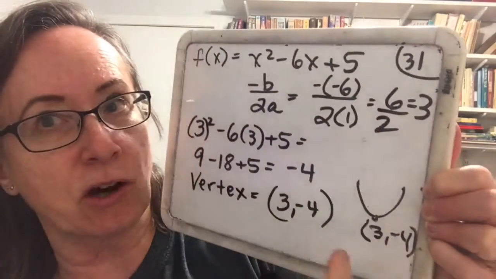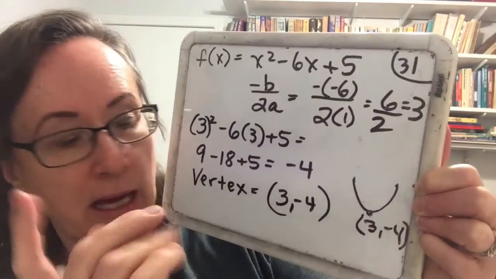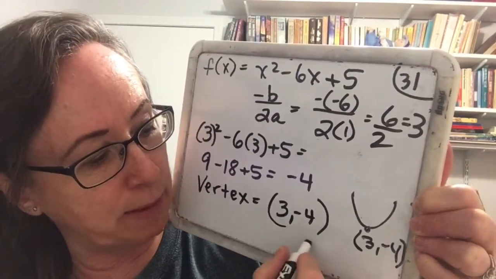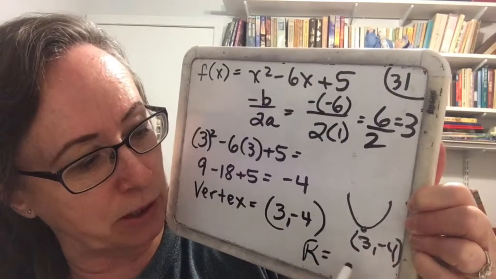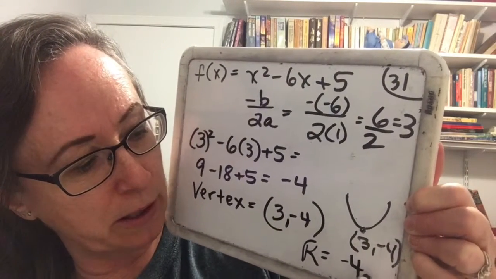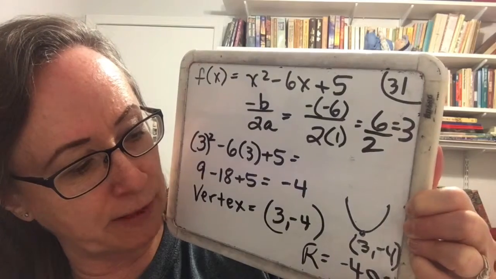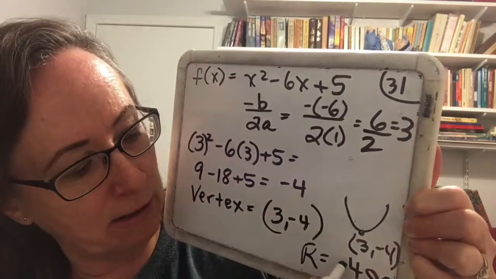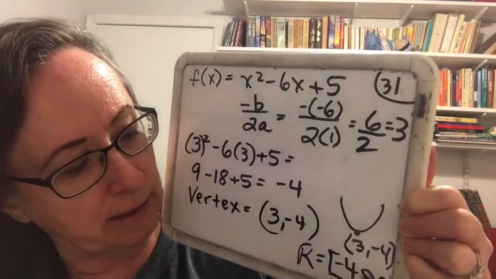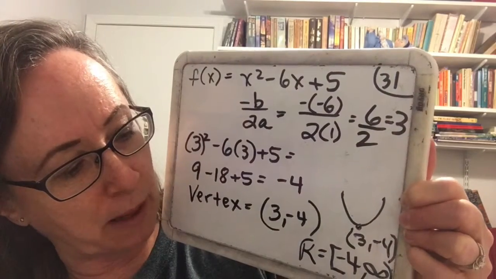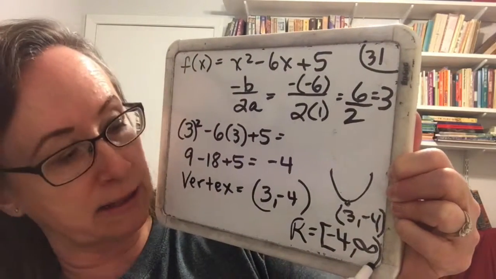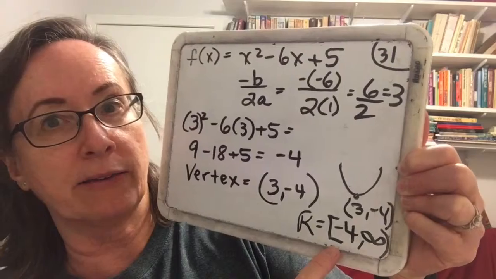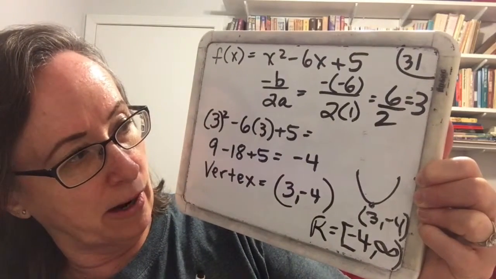And so since it's starting at negative 4 and going up to positive infinity, we would say the range is equal to negative 4 to positive infinity. It looks like the negative 4 is included, but the infinity is not. So we would put a bracket on the left and a paren on the right.